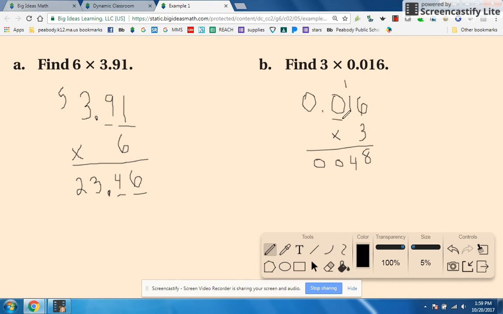Then count how many numbers are to the right of the decimal. There's 3 digits to the right of the decimal, so I need to put my decimal point strategically in my answer so that there's 3 numbers to the right of it. Okay, so I'm going to give you a couple of these to try.